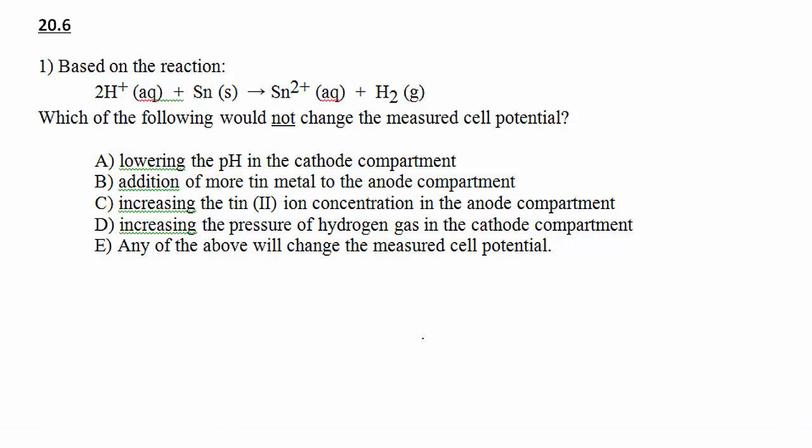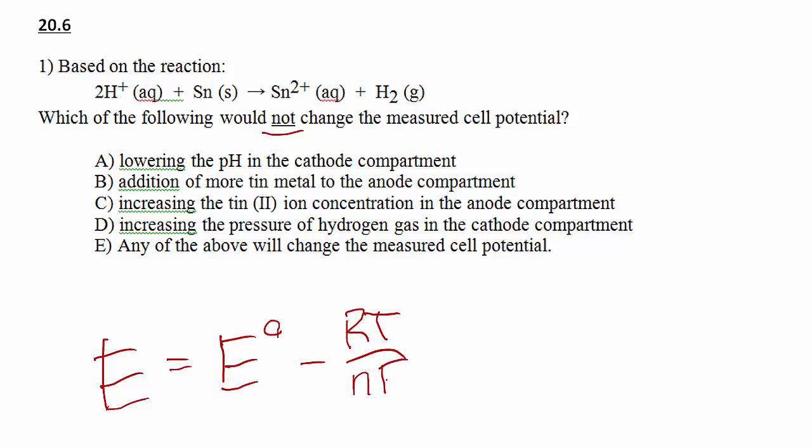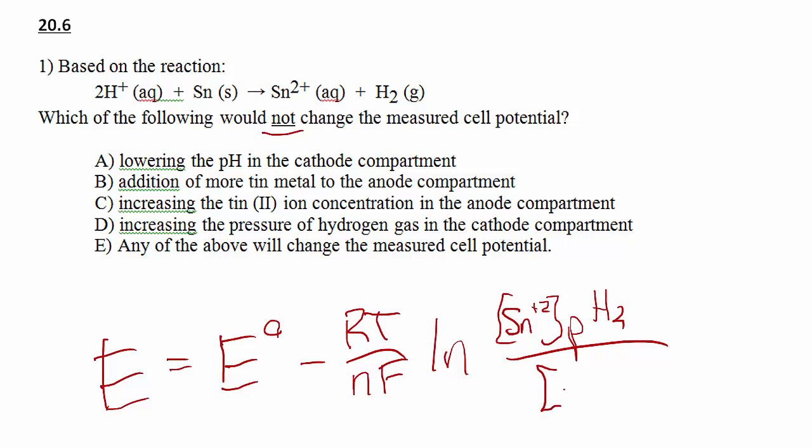Mr. John here again, looking at 20.6. Based on the reaction below, which of the following would not change the measured cell potential? One way to think of it is mathematically with the equation E equals E naught minus RT over NF ln of Q, which in this case, the ln of Q would be the Sn plus 2 concentration times the pressure of H2 all over the concentration of H+.